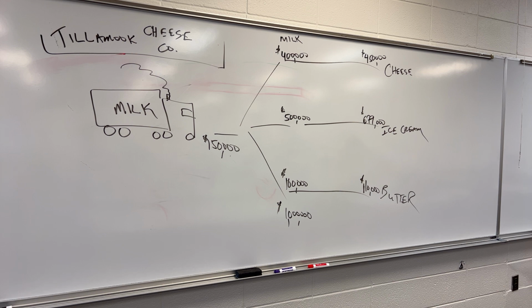You got the decisions made? So help us. So the first one we've got, Tillamook Cheese Company has 3 decisions to make now. Yes or no on cheese, yes or no on ice cream, yes or no on butter. Where did you get the million from? I just added up 400,000, 500,000, and 100,000. Those 3 things add up to $1 million.